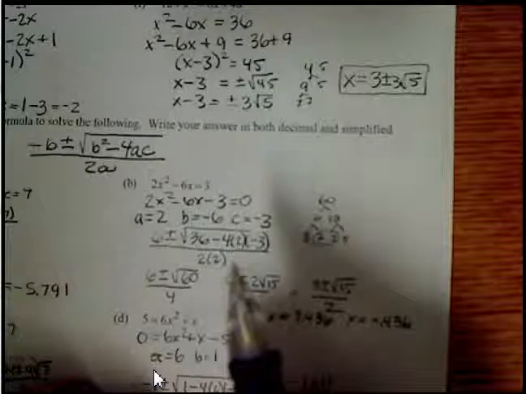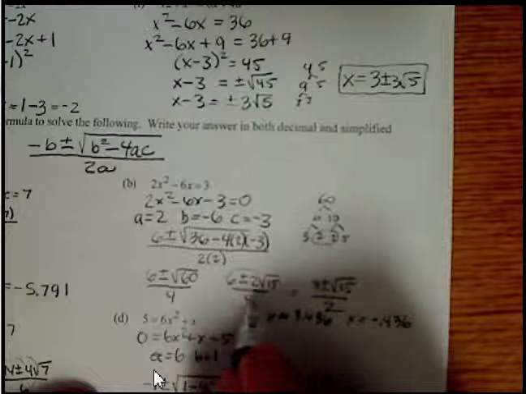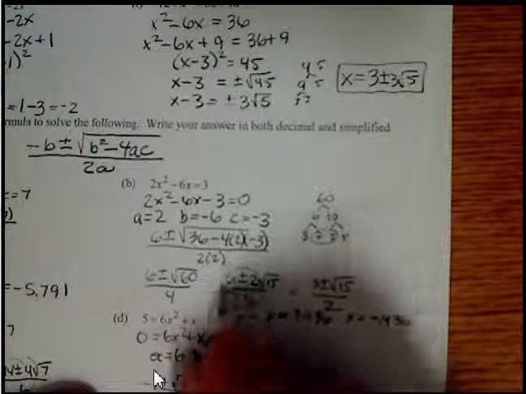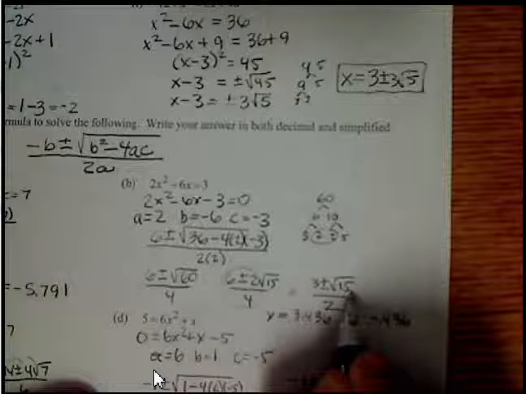When I reduce it, I can't reduce when it's in this form. I have to wait till I simplify the square root. Then I look what's in common between all of those terms. Divide them all by 2. I get 3 plus or minus 1 root 15 over 2.